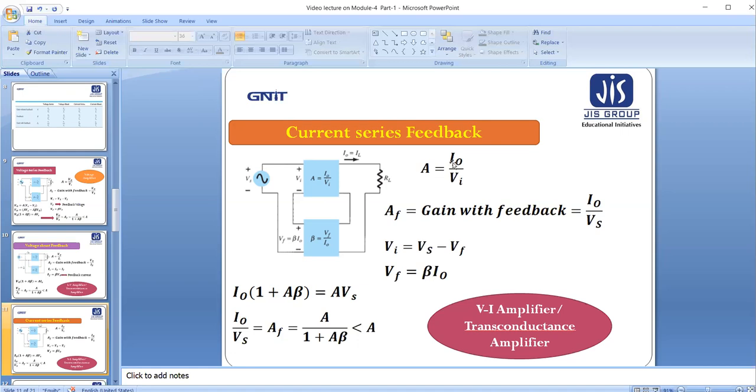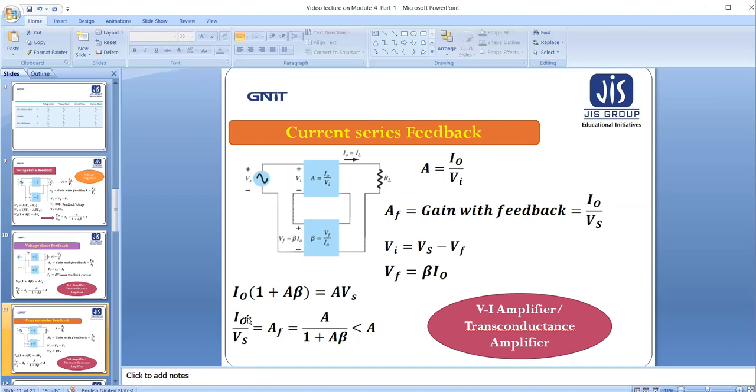Now I naught equals A into Vi. Vi equals Vs minus Vf, and Vf equals beta I naught. So after manipulation, I can say I naught into 1 plus A beta equals AVs.